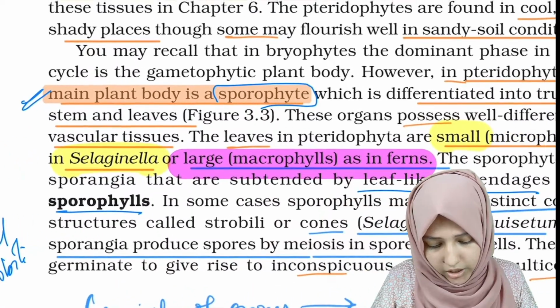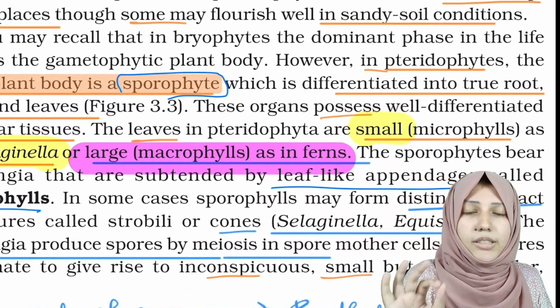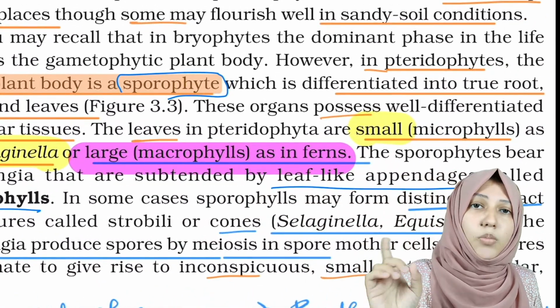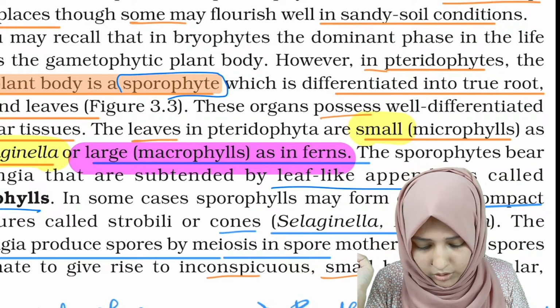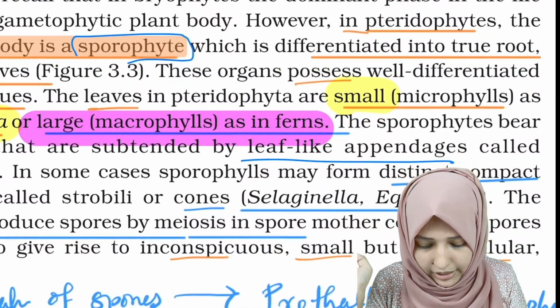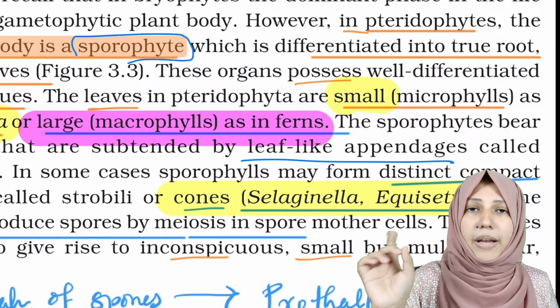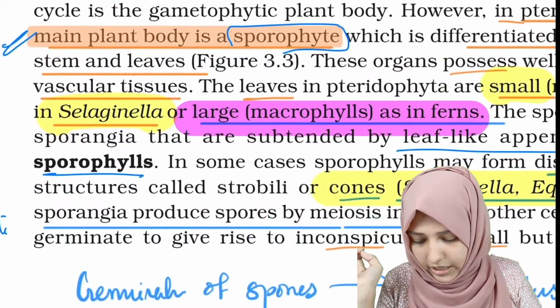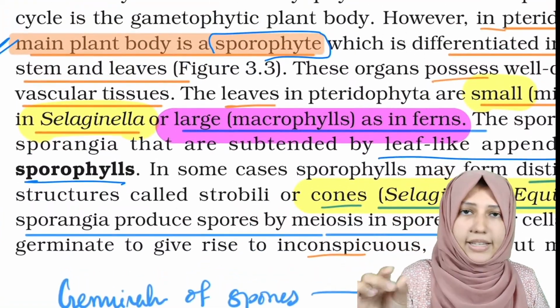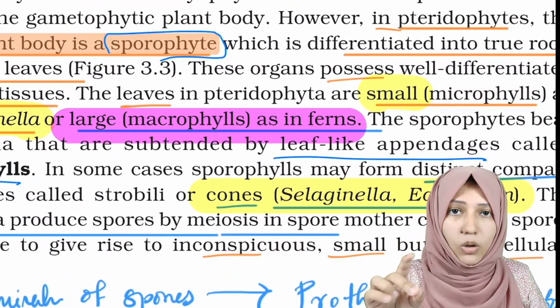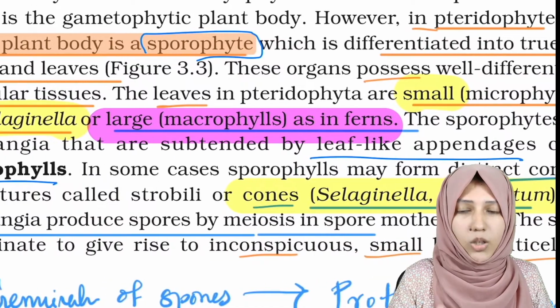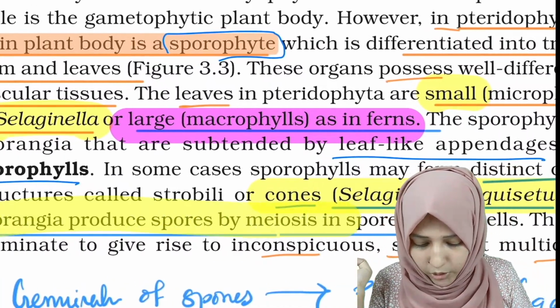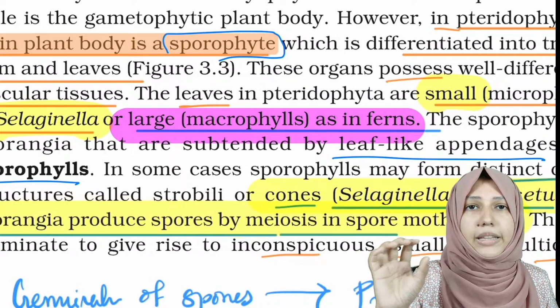Which are the examples of plants that form cones? Selaginella and Equisetum. You have to note it. Then sporangia produce spores, but how? By meiosis. Only after meiosis are the spores produced. Sporangia produce spores by meiosis in the spore mother cells.